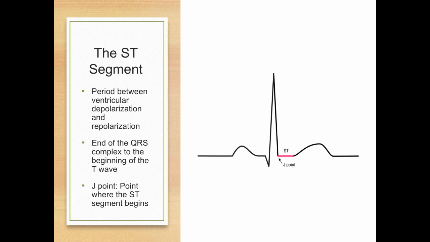But what is really important is the ST segment. We're going to talk about that a lot in a few weeks, especially when we talk about MIs, myocardial infarctions, ST elevation infarctions. We're going to talk about ST depression and ischemia. This is really, really, really important. So the ST segment itself is the segment between the end of the QRS and the beginning of the T wave.